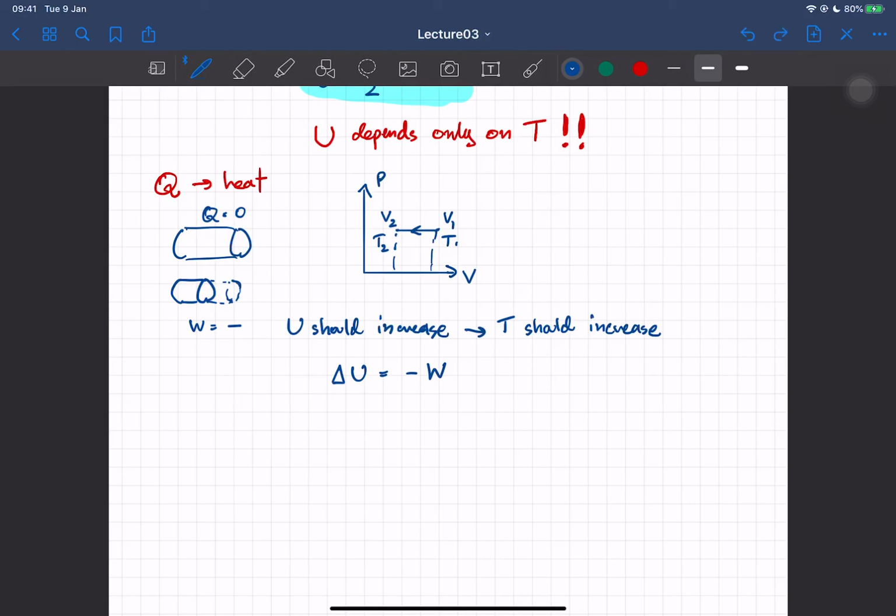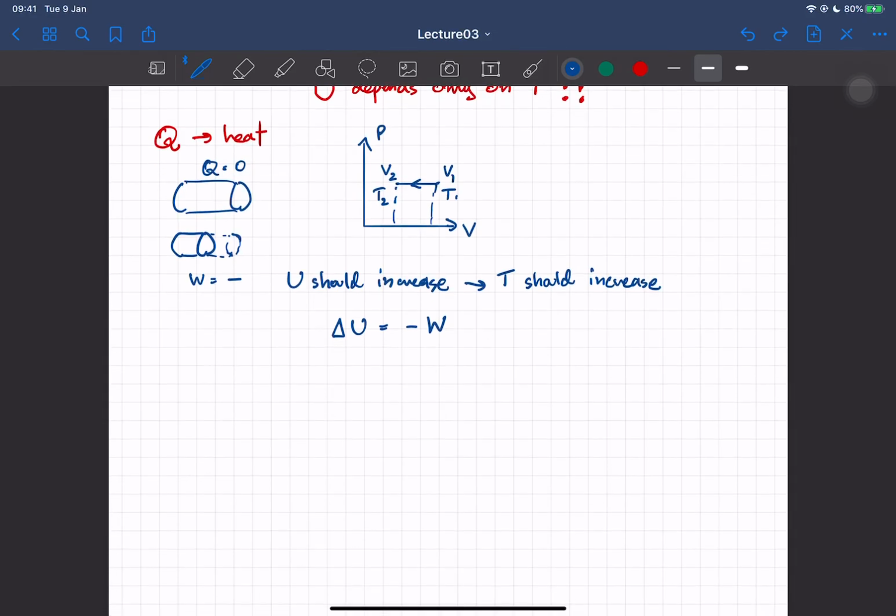Delta U is the change in the temperature. So T would be higher, so delta U is positive, right? But you need a positive number since W is negative, so you need a negative sign here. So this is the first thing that we can play around with. The other way to increase U is to not do the work, but allow some heat to flow in.